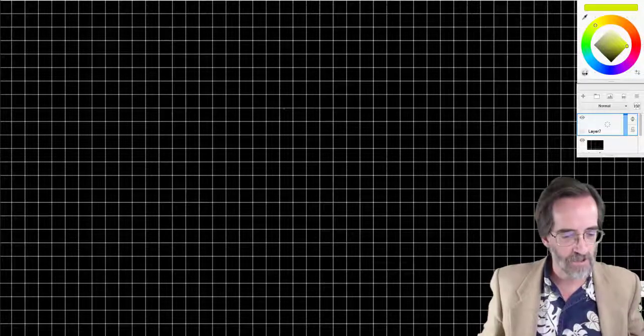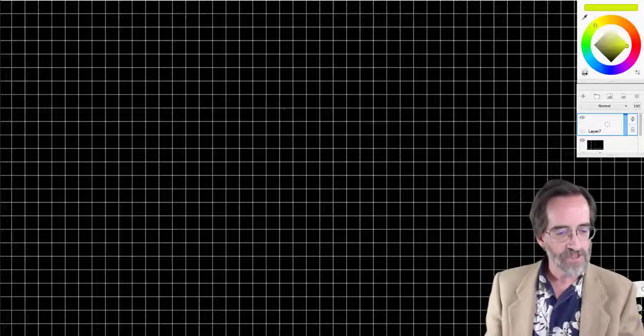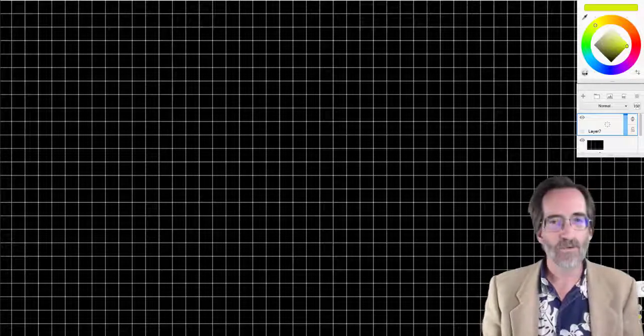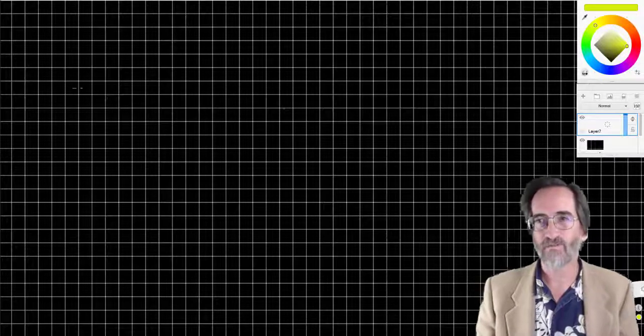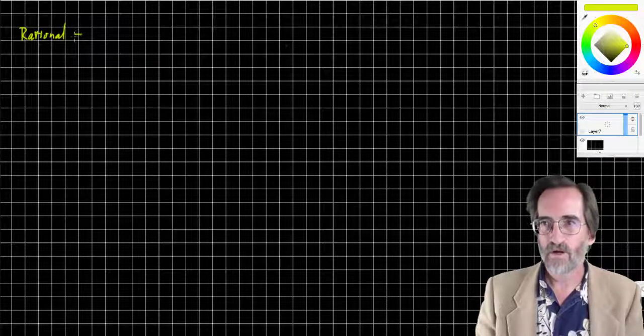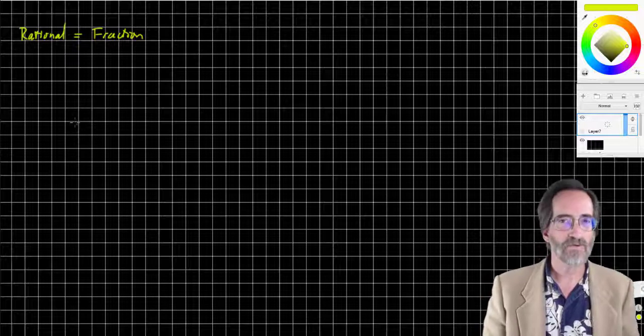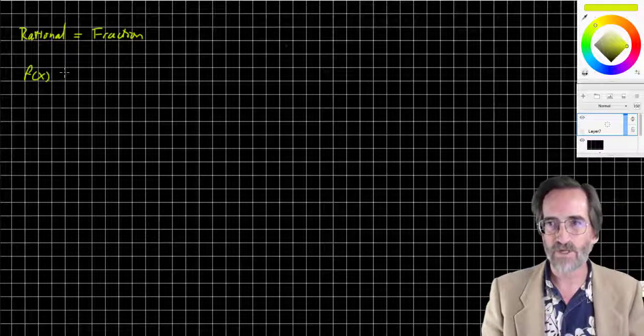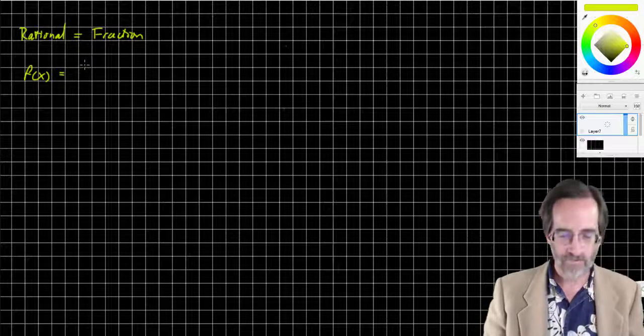So today we're going to look at how to graph, or tell some things about the graph, of a rational function. Rational is a word meaning fraction. So a rational number is a number that can be written as a ratio of whole numbers, like 3/4, etc. So functions that express themselves as ratios of polynomial functions are rational functions.